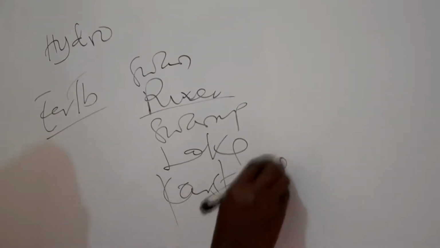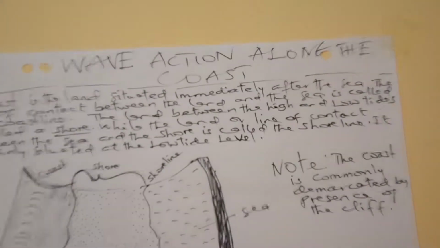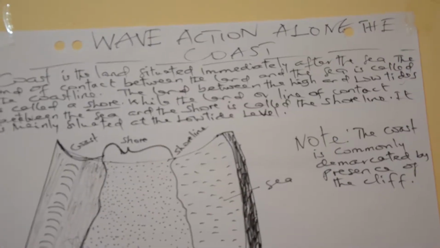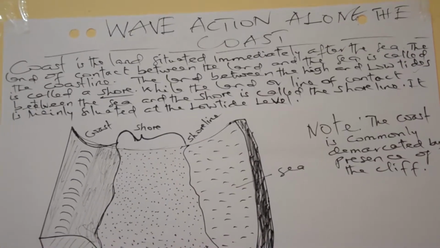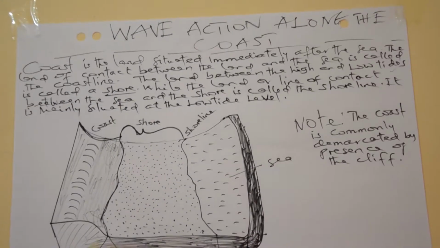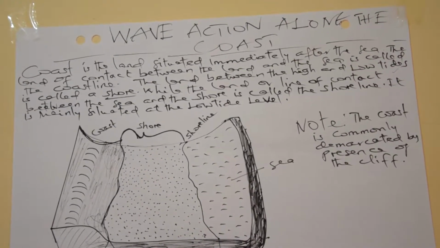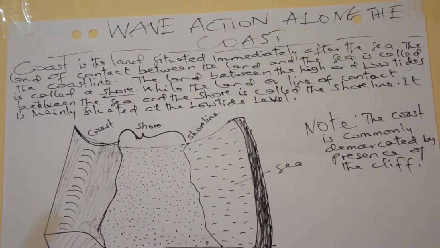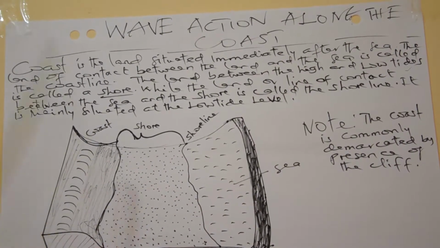Therefore, we have to describe a subtopic which is called wave action along the coast, which will be based on the ocean as part of the hydrosphere. What is the meaning of wave action along the coast? Coast is the land situated immediately after the sea. Therefore, the land mass after the sea is called coast.